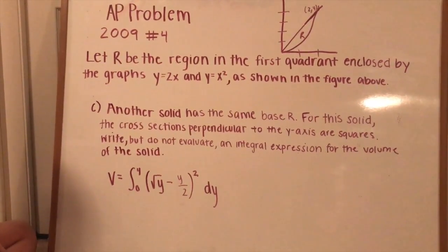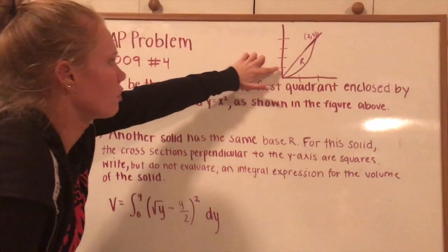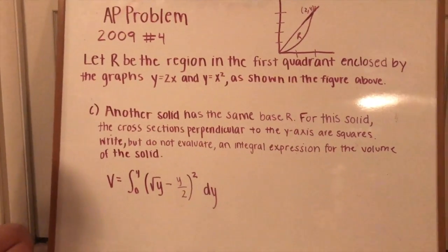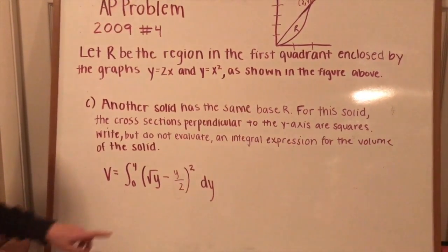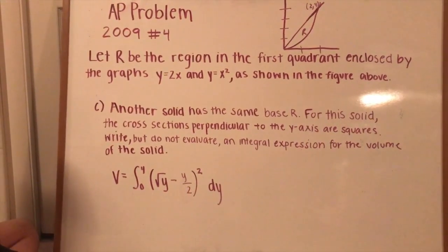So then also your bounds are going to change because you're dealing with the y-axis, so it's going to go from 0 to 4 instead of 0 to 2. So then your equation is going to read the volume equals the integral from 0 to 4 of square root of y minus y over 2, squared, dy.